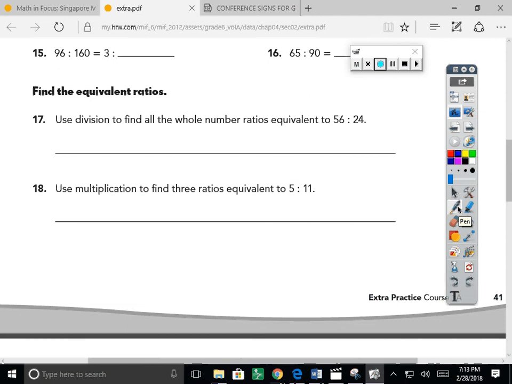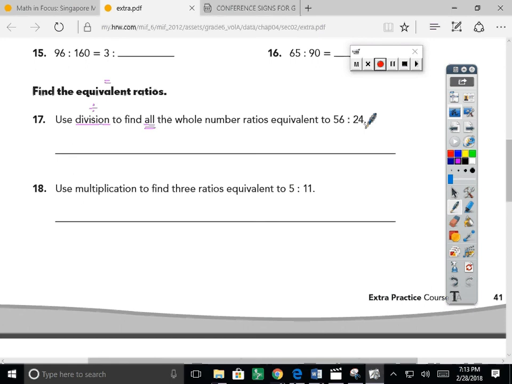All right, so number 17, I need to find the equivalent ratios. All right, I know equivalent means I want them to have the same value, so I can use an equal sign if I choose to. Number 17 says, let's use division. Oh, key word. I'm going to underline it or highlight it and show you what it means. I want to find all, that's an important word, all the whole number ratios equivalent to 56 to 24.